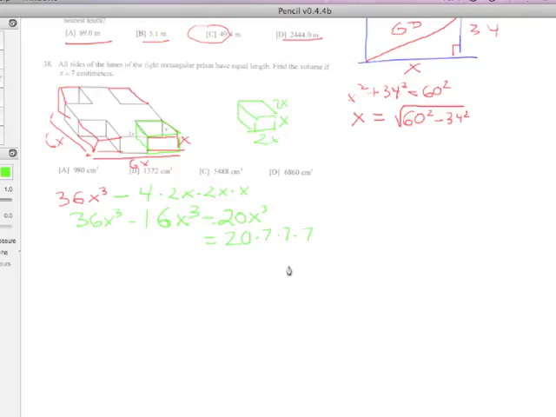Now, since it's multiple choice, we can do some mental math. 7 times 7 is about 49, which is about 50, and 50 times 20 is 1,000, and 1,000 times 7 is going to be 7,000. So that's got to be the answer. You could plug it in your calculator, but that's definitely the answer.